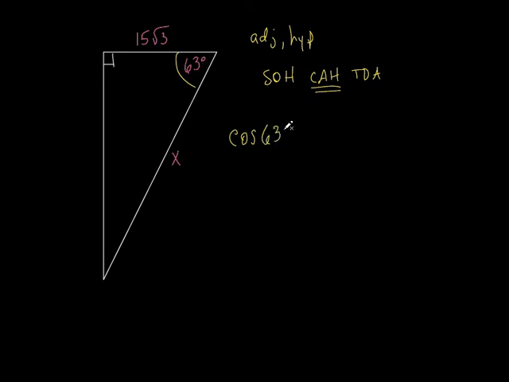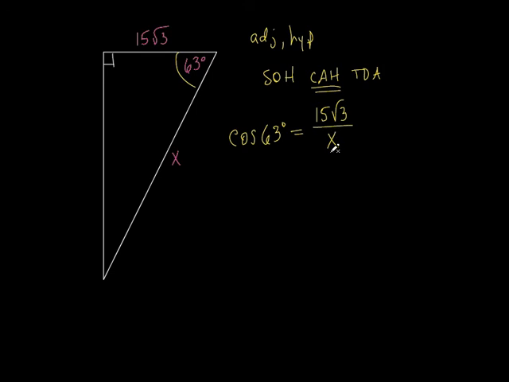So the cosine of 63 degrees is the adjacent over the hypotenuse. Which one is the adjacent? Well, it's 15 square root of 3 over the hypotenuse, which is x. The algebra is exactly what we did just a few minutes ago. All right, so let's get the x over here on this side, but let's not go through all the steps like we did.